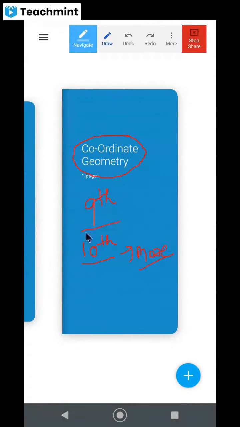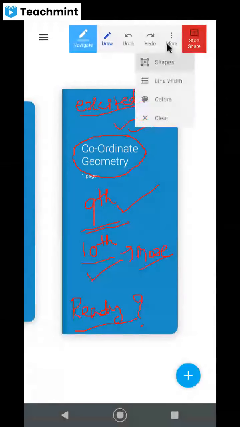Are you ready for this, dear children? Are you ready for coordinate geometry? Yes, sir. Now, if you're sending something in the chat section, I'm not able to see that, so that's why you can talk to me here. Are you excited for this journey, dear children? Yes, sir. All right.